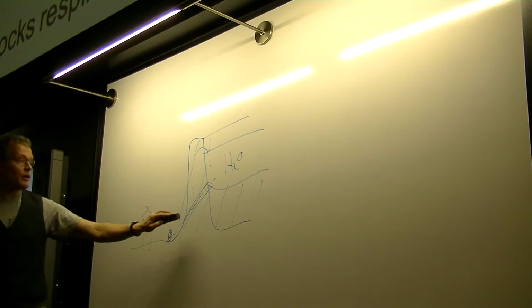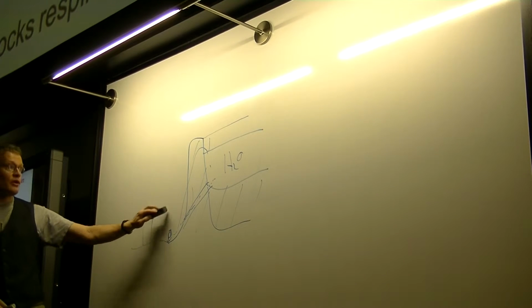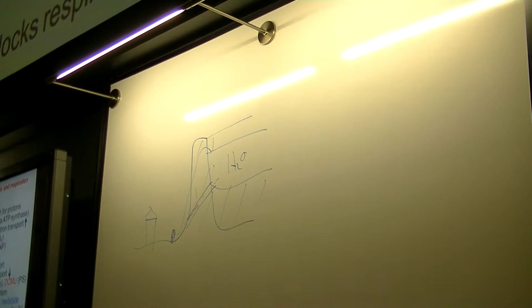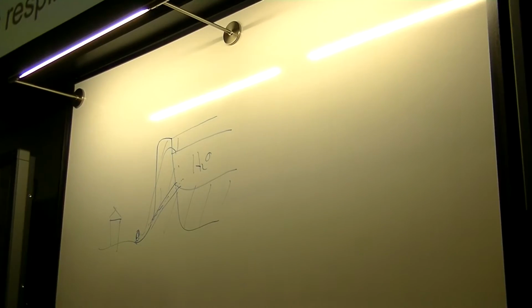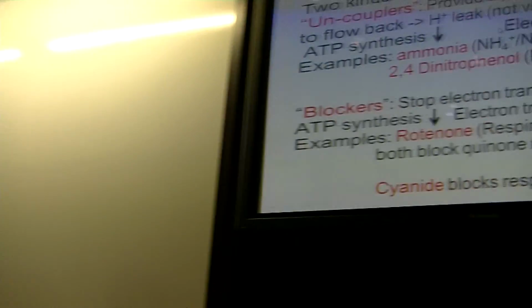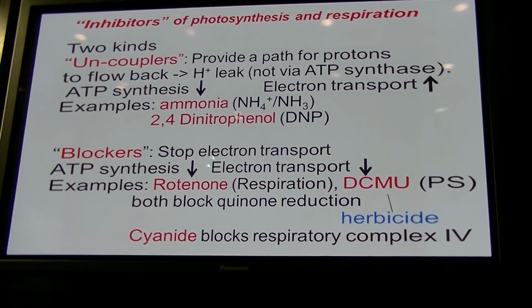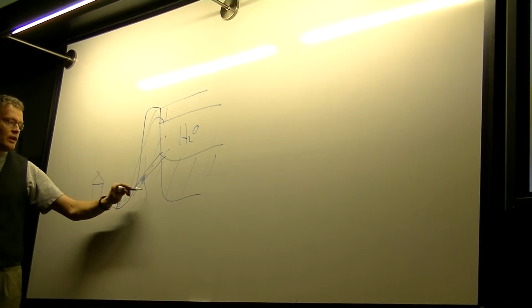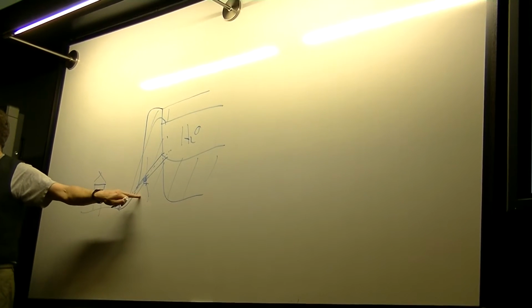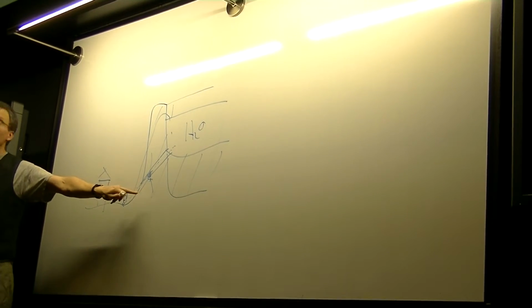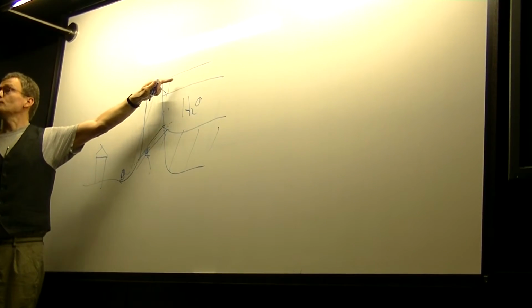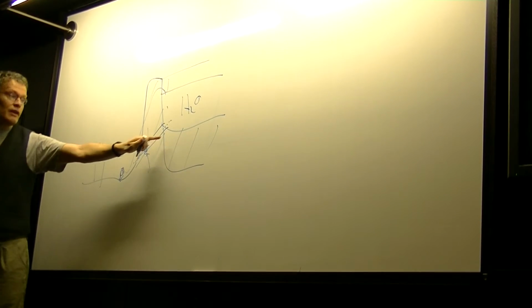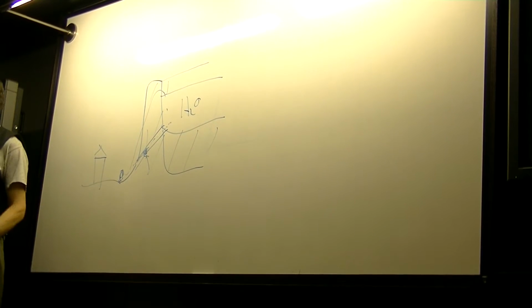Similarly, if we have an uncoupler, a pathway for protons to flow back, then that means that we have faster electron transport, but less ATP synthesis. So the equivalent of ATP synthesis here would be that some engineer would right here have a generator which is used for the production of electricity. When our water level is higher, we can produce more electricity. But when we have a leak, we can make less electricity with the same volume of water.